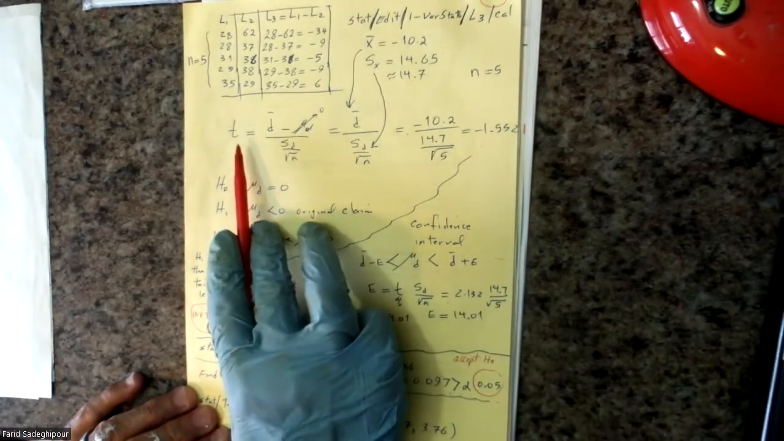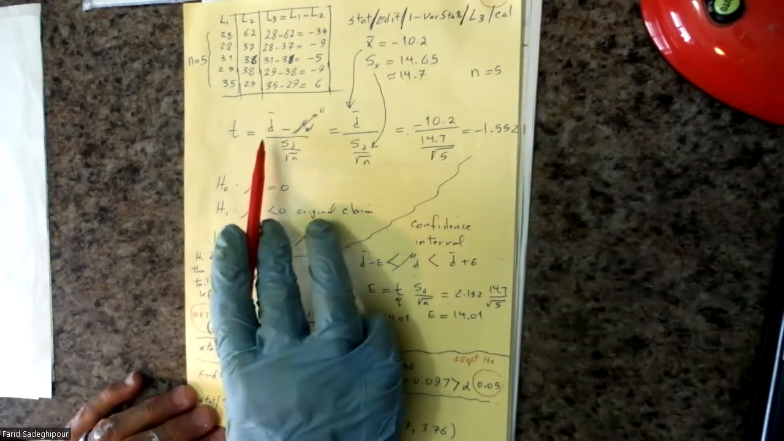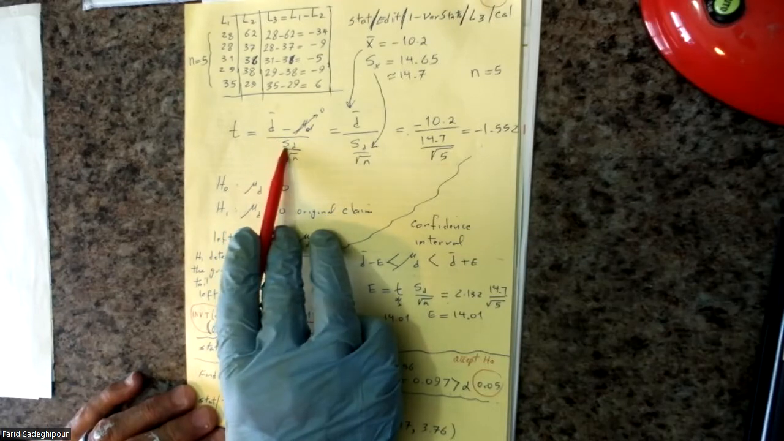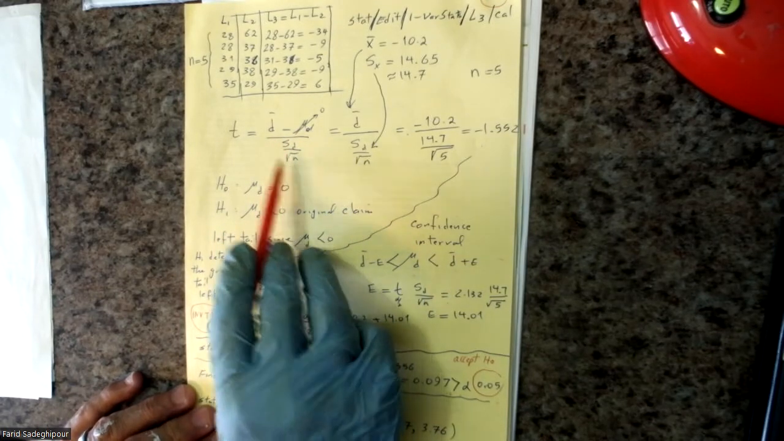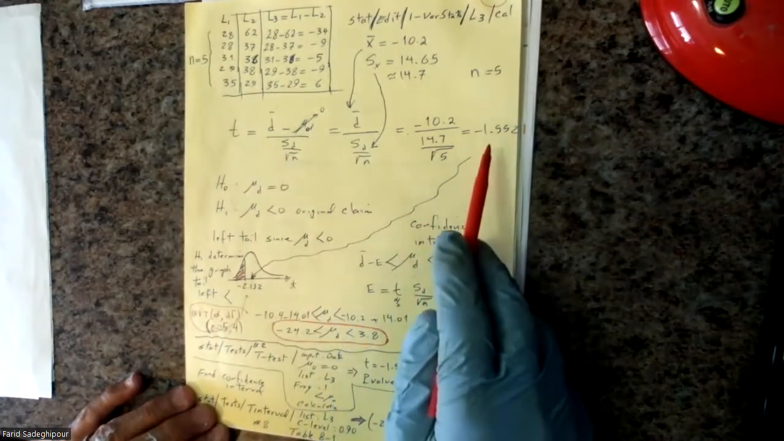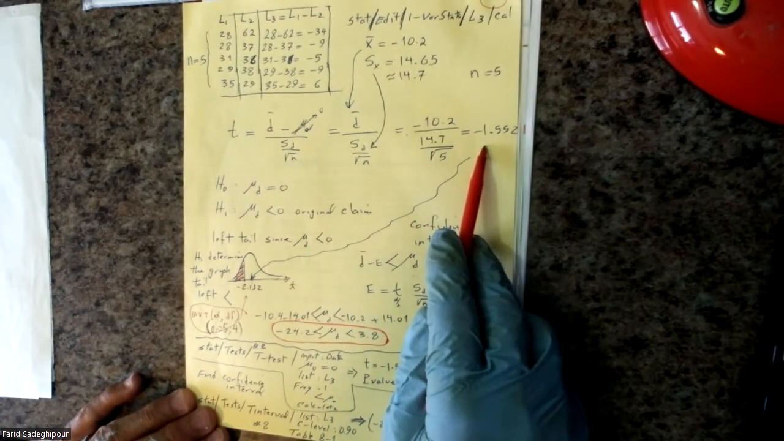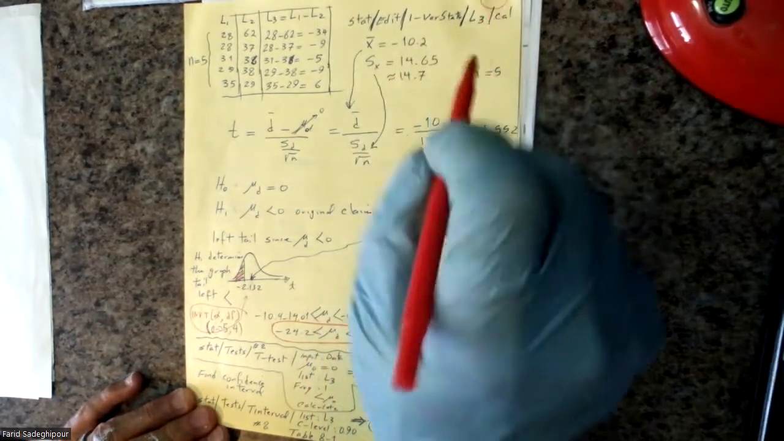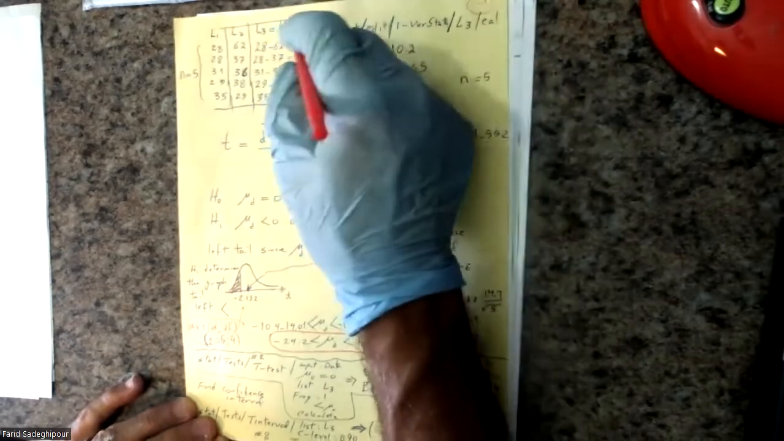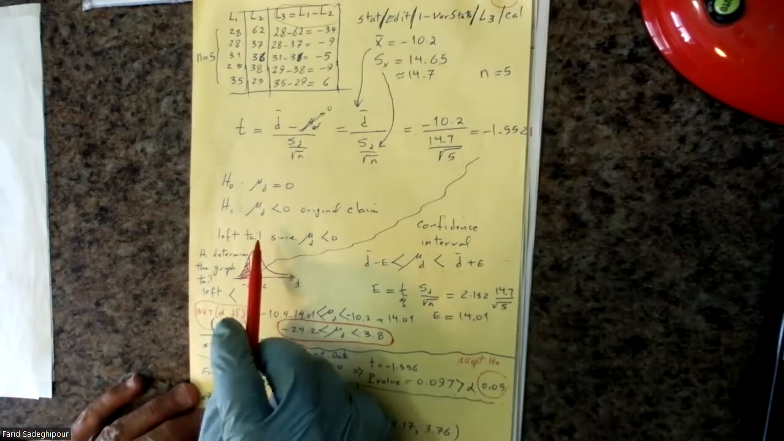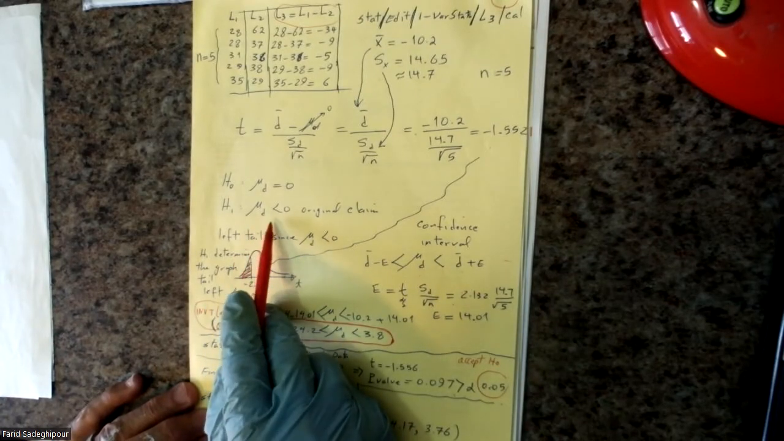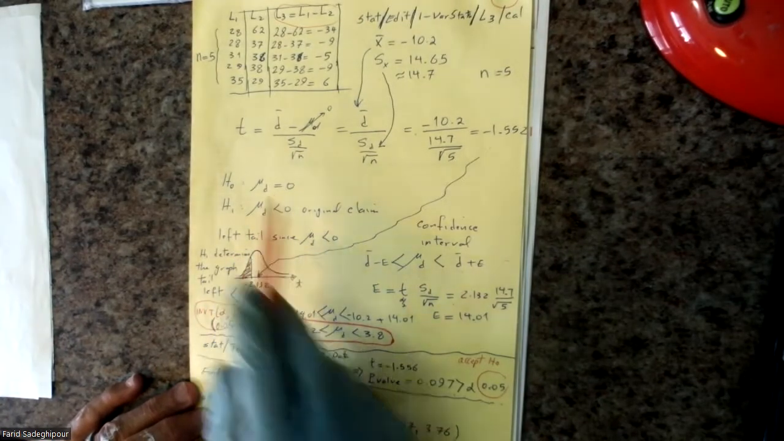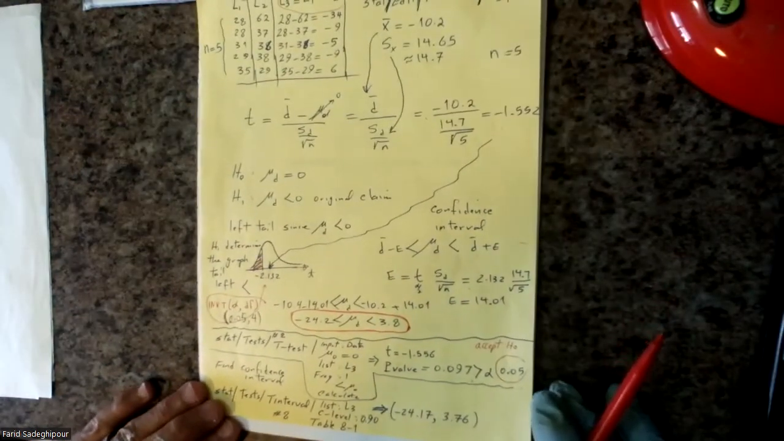Now, I need to find the t test statistic. I already have the mean and standard deviation. I have the n. There are 5 numbers. That gives me the t test statistic. So remember, L3 is L1 minus L2. Now, the claim is that the mean of the difference is less than 0. The opposite of that, H0, is equal to 0.